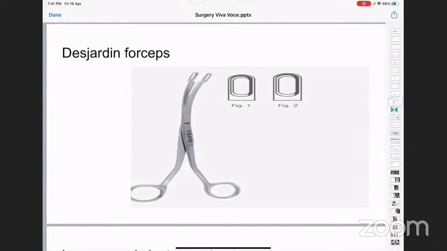So you have the blades, they have a slot for the stone to fit in, and you gently grasp the stones and deliver it. Also the length of the blades are quite long. The shaft and the length are long in order to maneuver the stones easily while removing them.